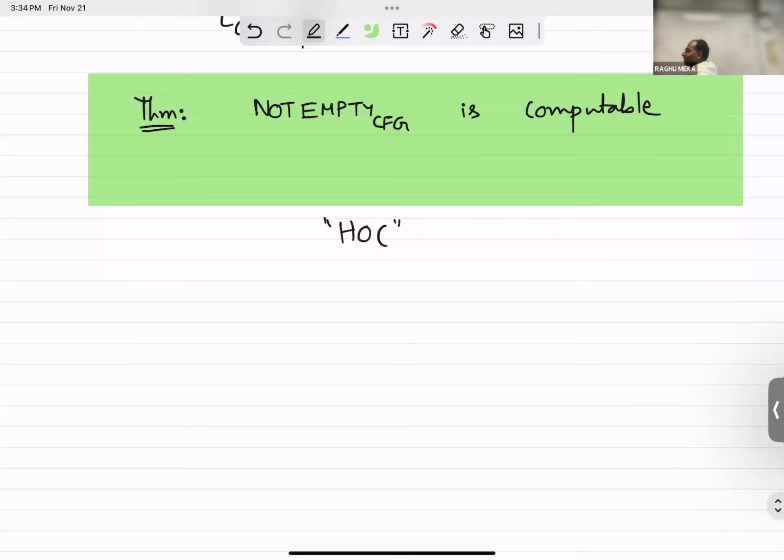Okay. So suppose someone gave you the rules of a grammar. How would you come up with, let's say, a Python program to check if the rules of the grammar generate a meaningful string?